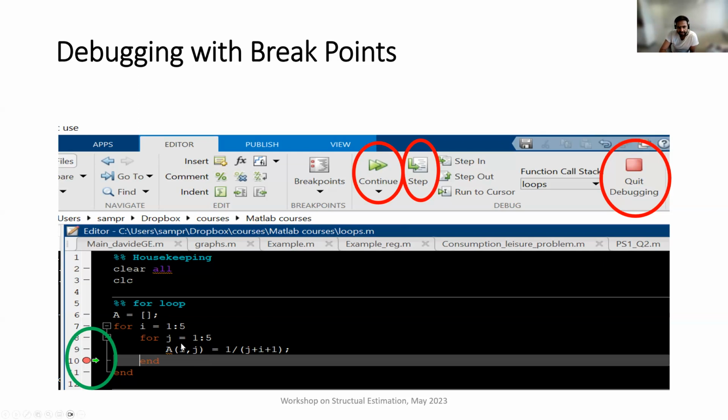If, instead of doing step by step, you want to run the next 20 lines, then you can put another debugger 20 lines below, let's say at line 30, and then you do Continue. Then the code will run and stop at line 30. Okay, so this is for multiple lines at once. This is for one line at a time.